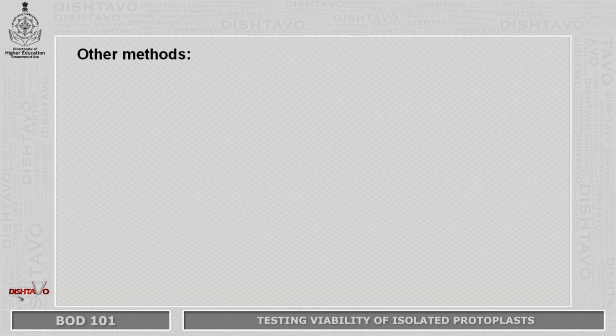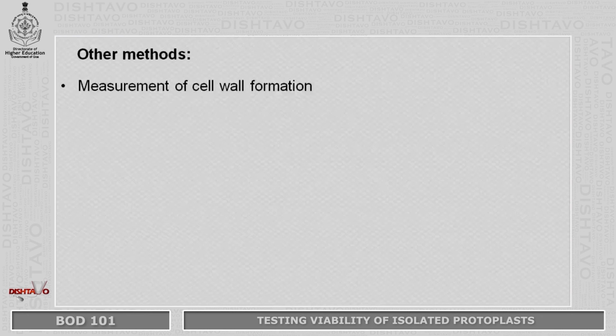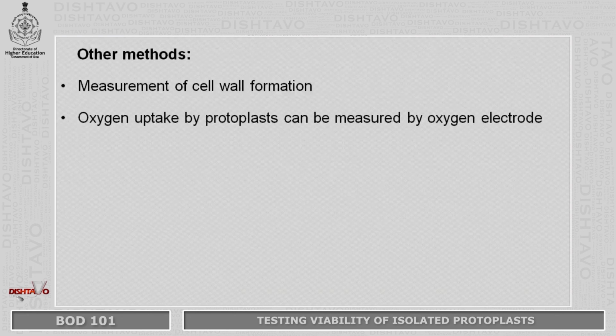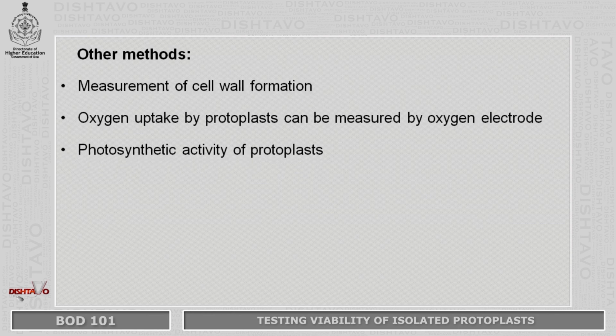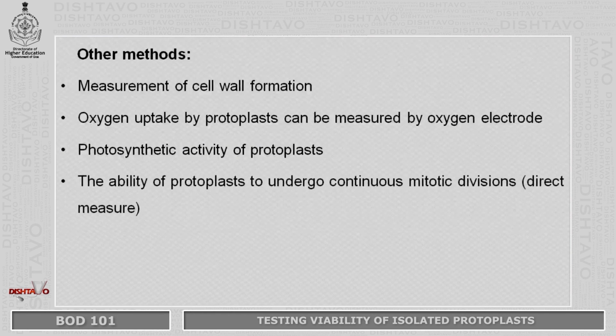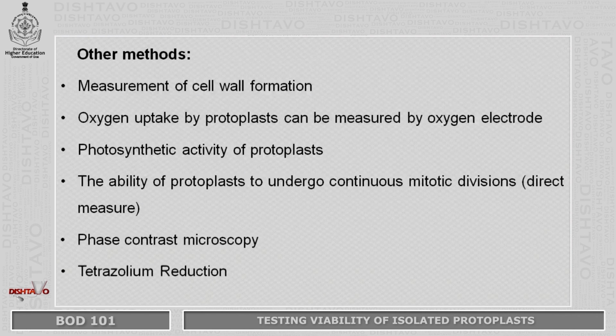Other methods which are used for testing the viability of protoplast include measurement of cell wall formation. Oxygen uptake by protoplast can be measured by oxygen electrode. Photosynthetic activity of protoplast. The ability of protoplast to undergo continuous mitotic divisions. This is a direct measure for testing viability of protoplast. Phase contrast microscopy and tetrazolium reduction.